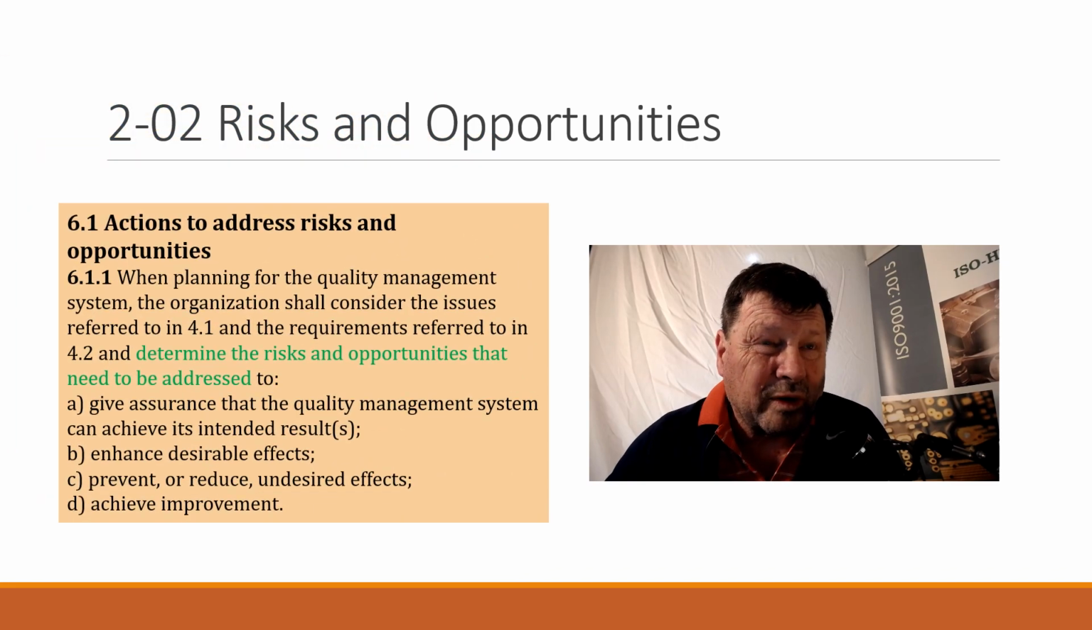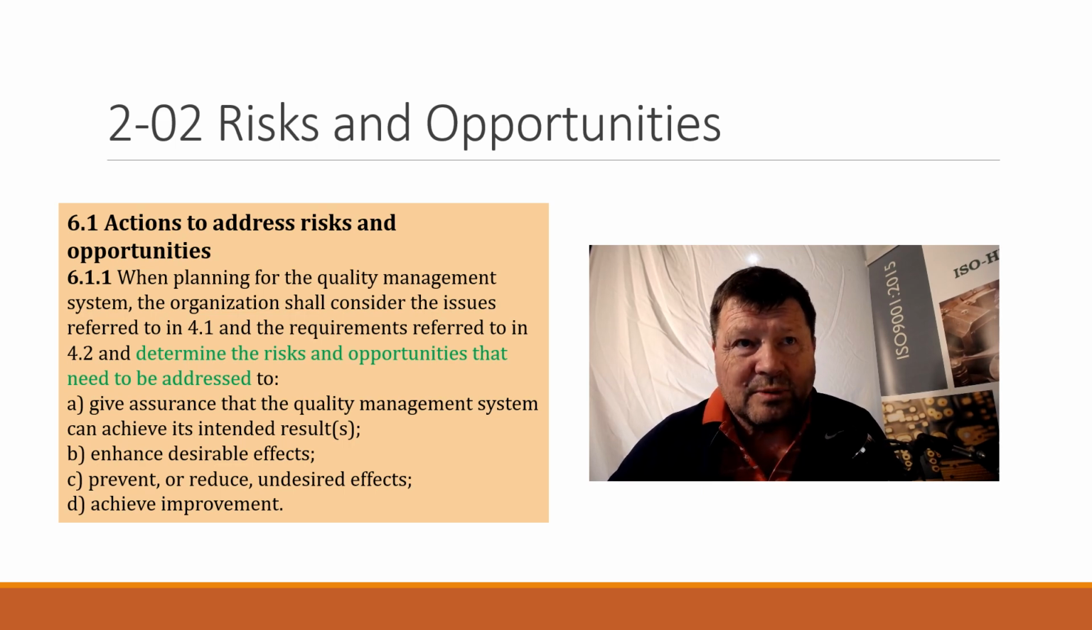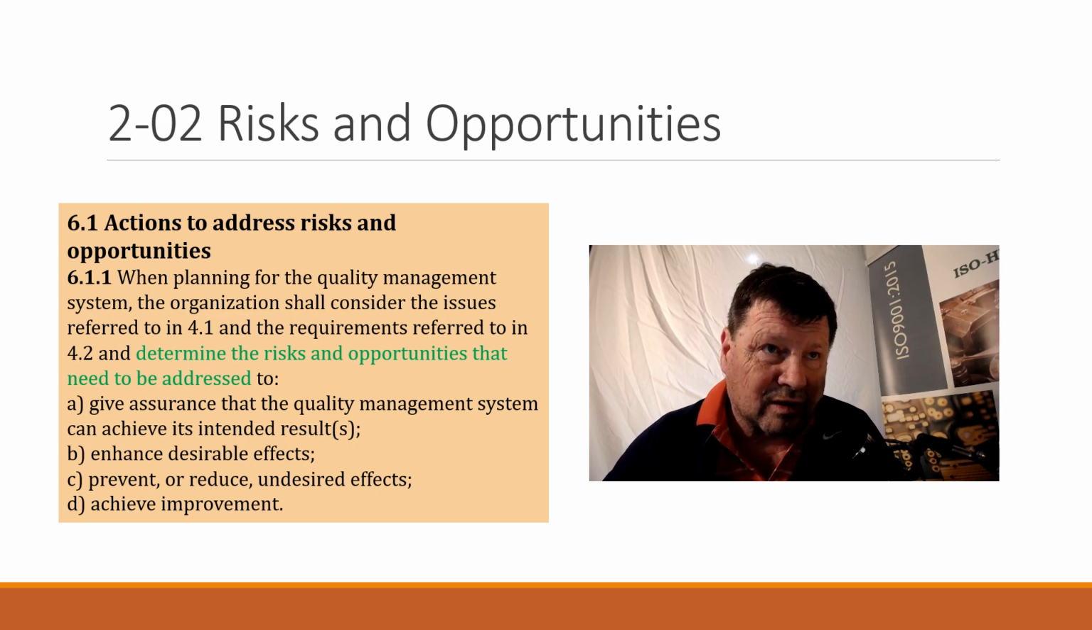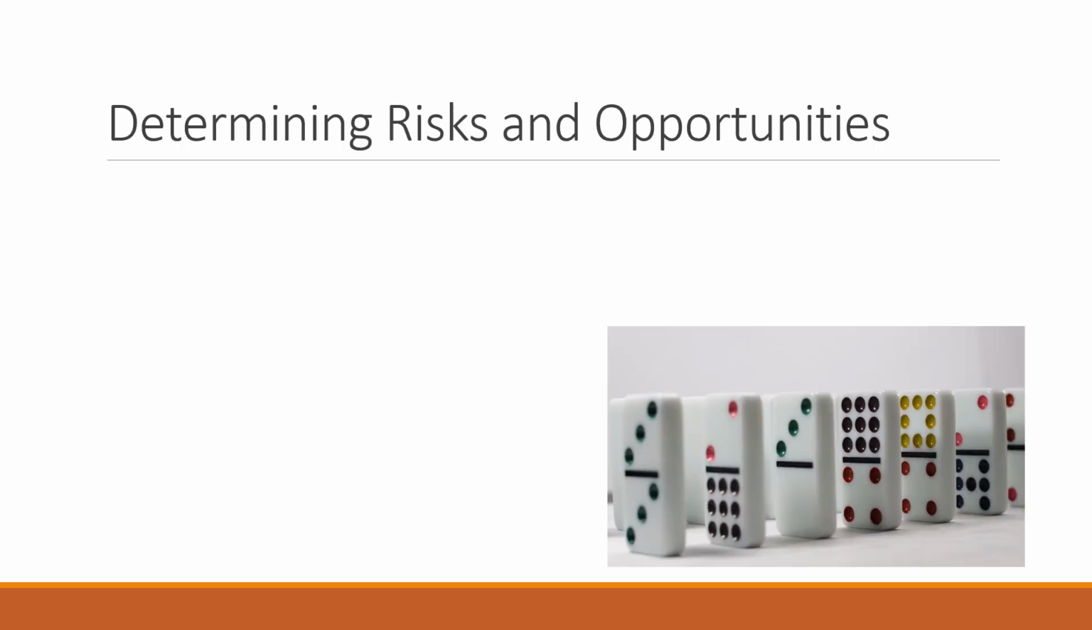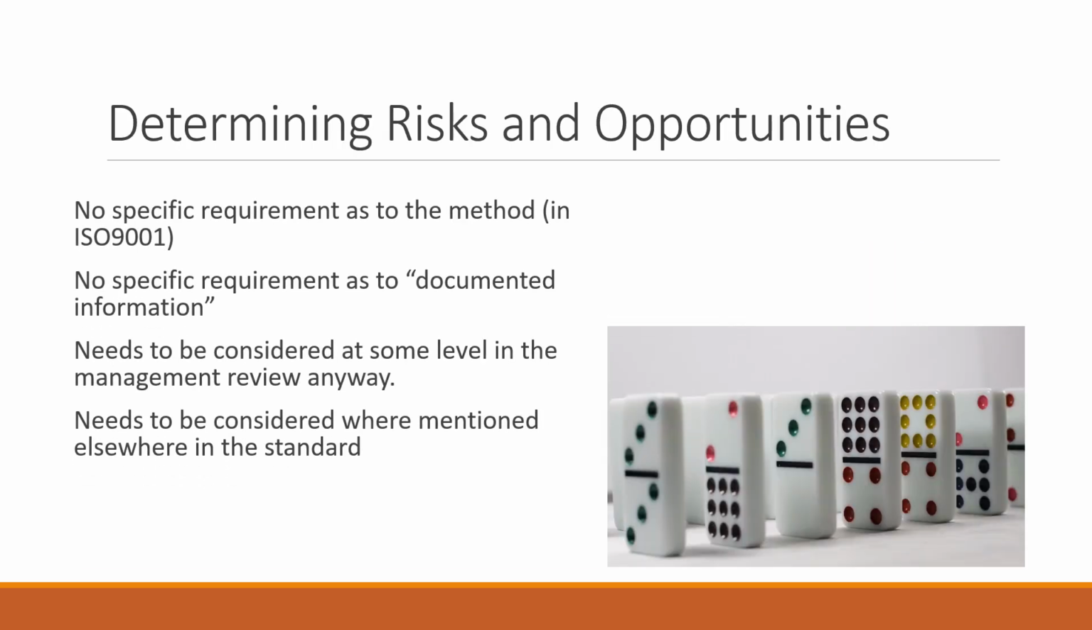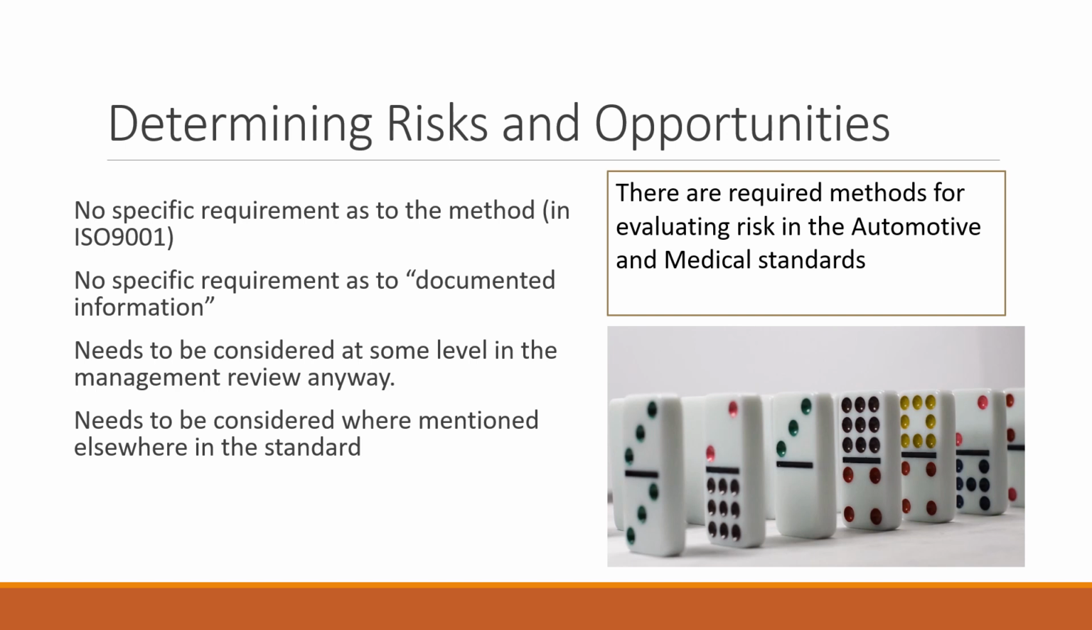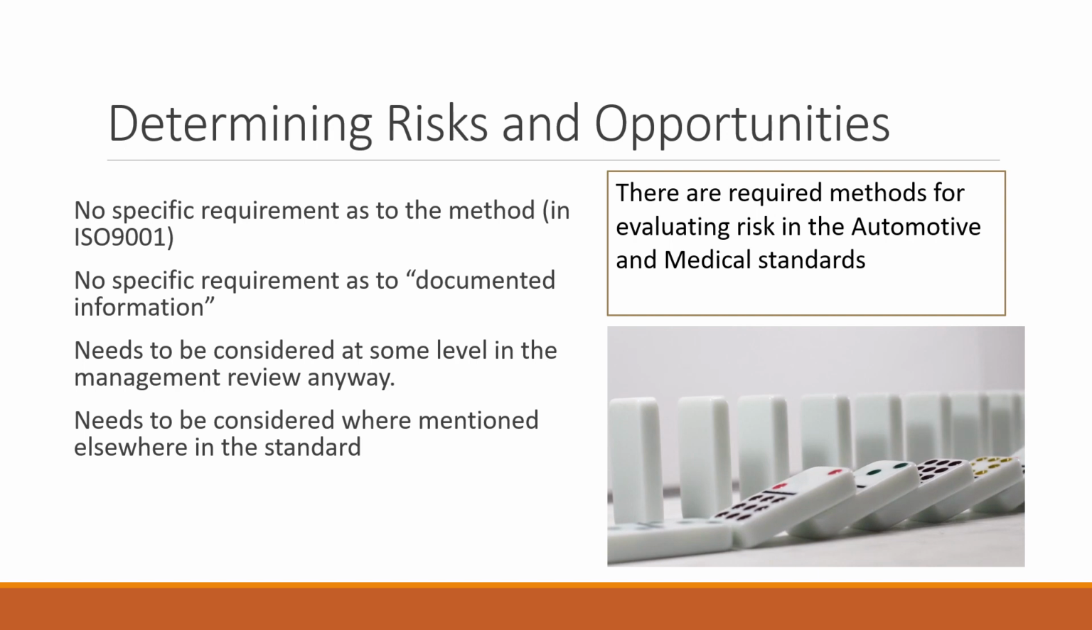Clause 6.1 is about actions to address risks and opportunities. And it says, when planning for the quality management system, the organization shall consider the interested parties and the internal and external issues and determine the risks and opportunities that need to be addressed. And it's not really specific on exactly how to do this. There's no specific requirement as to the method for doing this in ISO 9001. There's also no specific requirement as to what documented information you need.